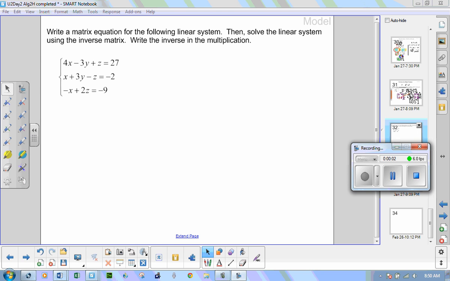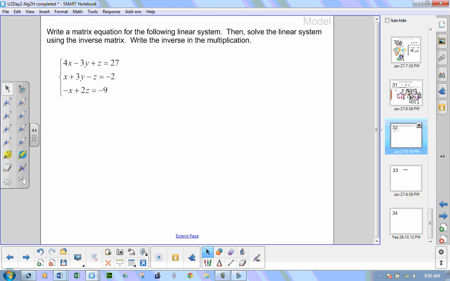Okay, welcome to this video, and what we're going to take a look at here is solving a system of equations using matrix inverses. Okay, and we see this question here. It says write a matrix equation for the following linear system, then solve the linear system using the inverse matrix. Write the inverse in the multiplication.